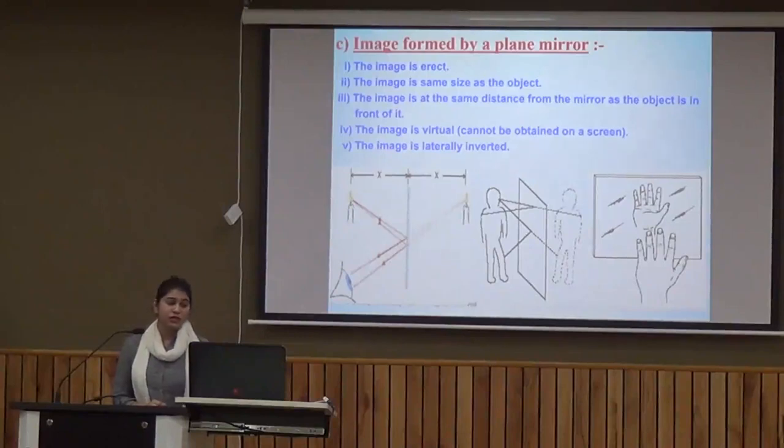The second point is that it is of the same size. When you look at the second diagram, you can see the object, a man standing in front of the mirror, let's say at a distance of 2 centimeters from the mirror. Then the image will be formed 2 centimeters behind the mirror, and the image is of the same size as the object. Whenever you see yourself in a plane mirror, you might have noticed that the image formed is of the same size. And the image is laterally inverted, which is the third diagram, where the left appears right and the right appears left.